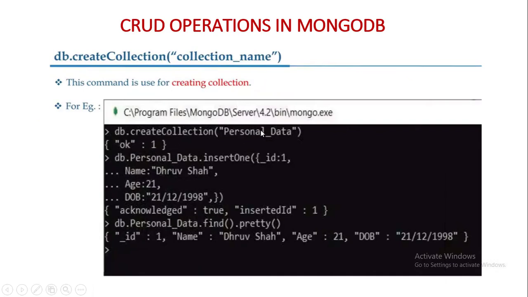Here we are creating the collection personal data. Here personal data is the collection, right? Which is going to be stored in the database db. Here the db refers to the database student, right? So db.personal_data.insertOne. For the collection personal_data, we are going to insert one document, that is _id 1, name, age, date of birth, right? Then we are displaying the inserted document, that is db.personal_data.find().pretty(), right?